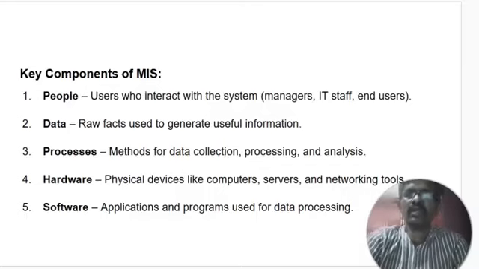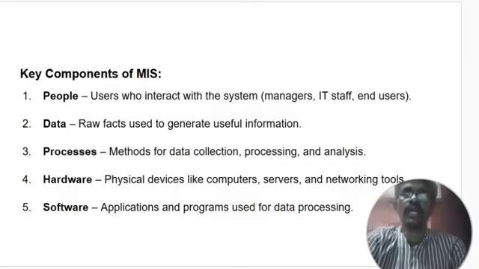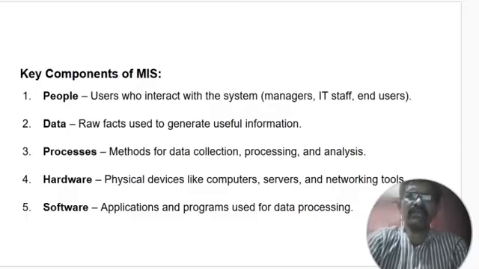Previously we saw the concept and introduction of an MIS. In this session, we are going to see the key components of MIS. As I already told you, MIS stands for Management Information Systems. In this class we will see what components are available in an MIS. To know about an MIS, we need to have 5 important components: first people, second data, third processes, fourth hardware, and fifth software.